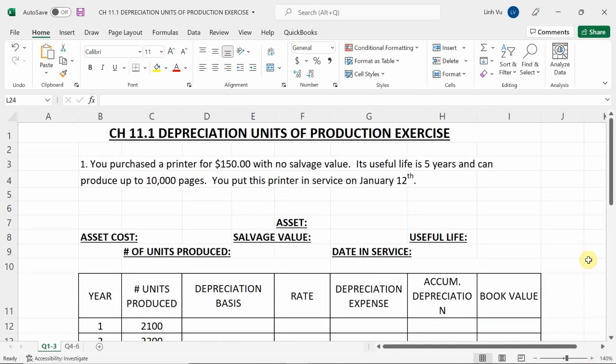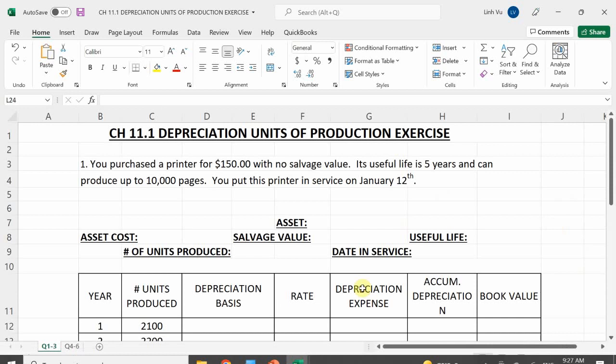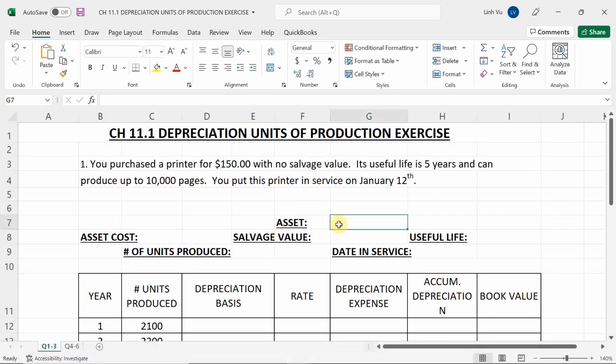So question number 1, you purchase a printer for $150 with no salvage value, and its useful life is 5 years, and it can produce up to 10,000 pages. And of course, you put this printer into service as of January 12th. So in this case, what is my asset? What did I buy?